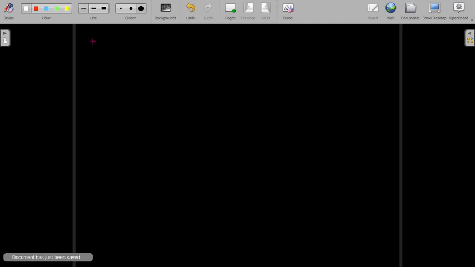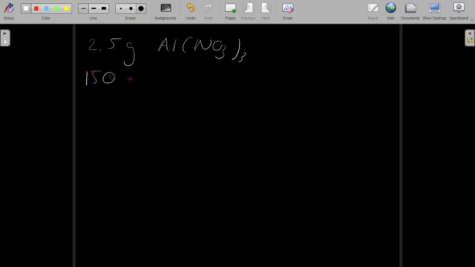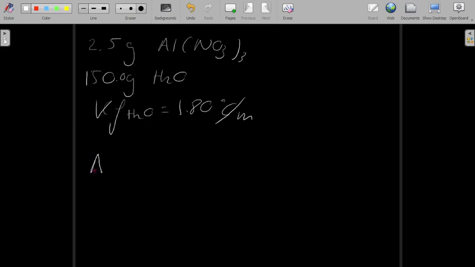I'm trying to find out. Okay. You have 2.5 grams of aluminum nitrate and 150 grams of water. That's your solvent. They give you the Kf for water, the constant for freezing. And what are they asking for? They're asking for the freezing point of a solution. So what temperature? That's what they're asking.